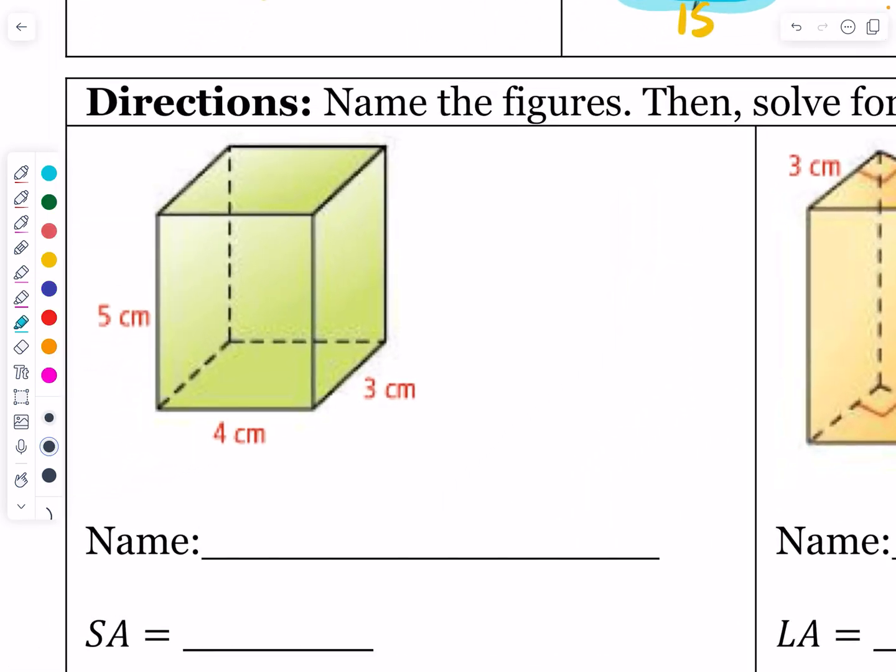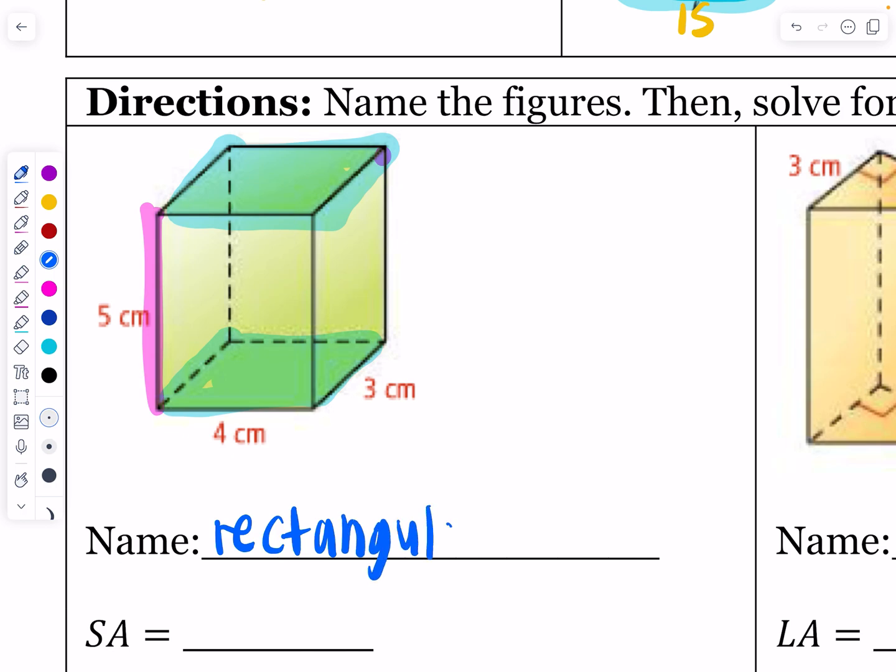So the first thing I want you to do is to figure out which ones are the bases, or could be the bases. And then let's go ahead and name the shape. What is this shape going to be? This is a prism. It's not a square prism because it's a 4 by 3. It is going to be a rectangular prism. So that is our 3D shape. And what we want to do now is find the surface area.